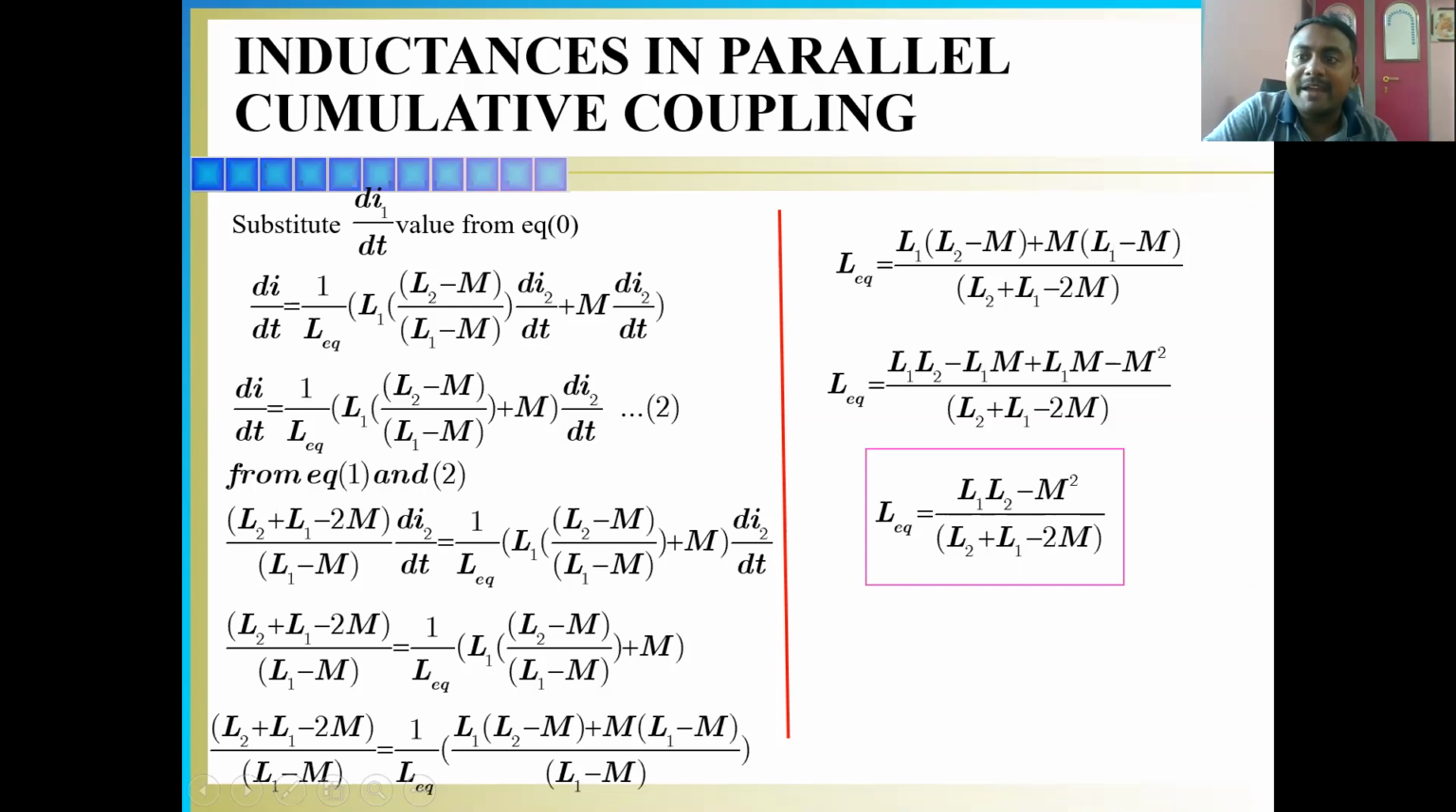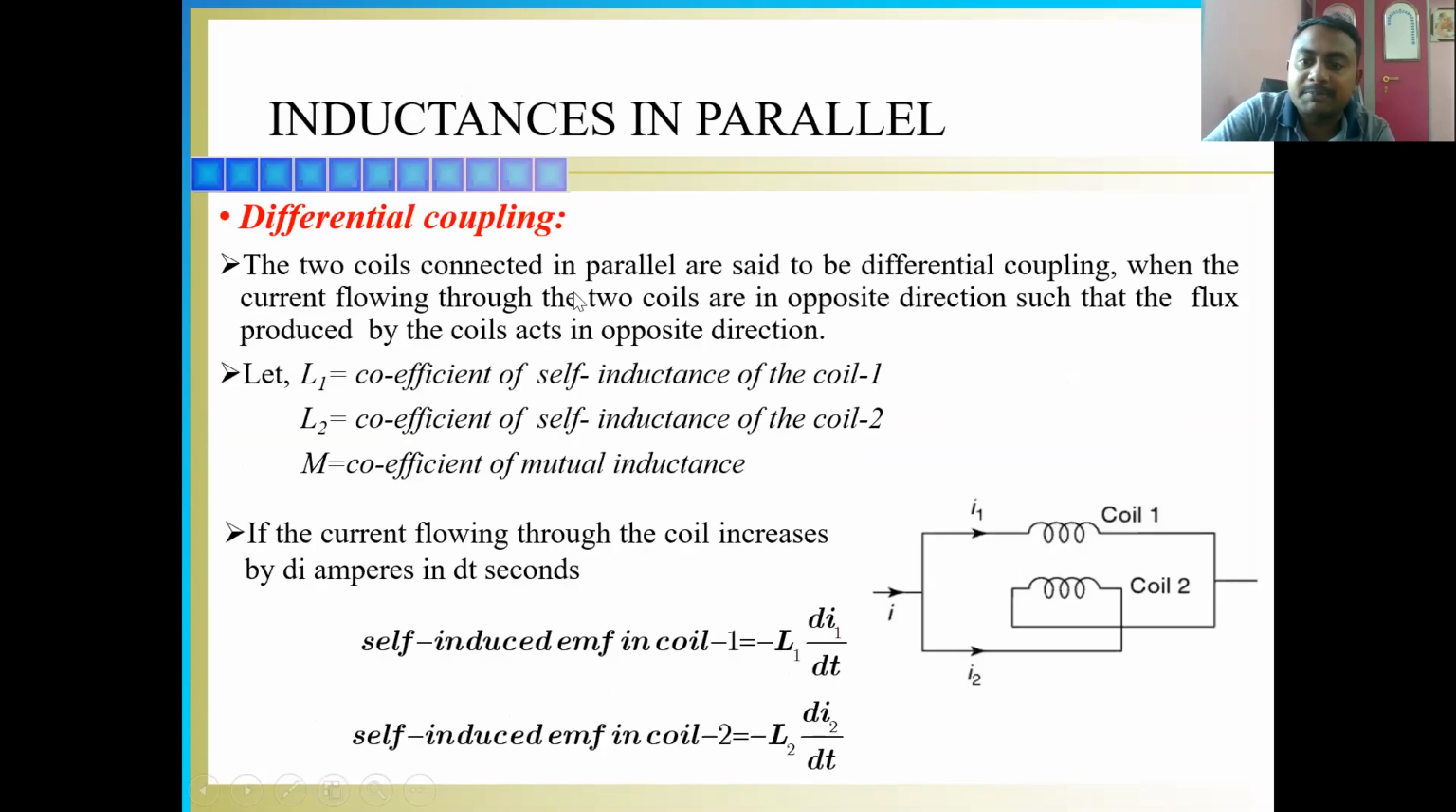Okay, so we have another connection, that is parallel opposing, or parallel differential. So the next concept is parallel differential, which means the current enters at the dotted terminal in coil 1 and leaves at the dotted terminal in the second coil; then we call it a parallel differential. Okay, as we saw in the parallel additive, the current enters both the dotted terminals. In this case it is opposite, that is a cross connection, so I am representing it like this.